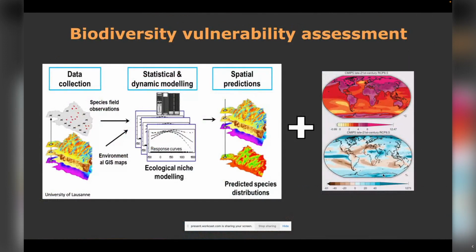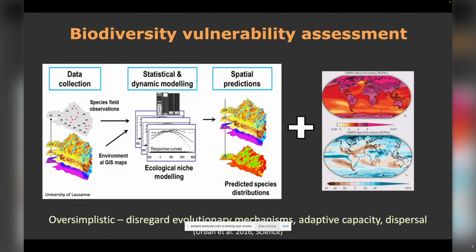So commonly, biodiversity vulnerability to climate change is assessed using correlative climate niche models, also known as species distribution models. And these models relate information of where species are currently found to climatic conditions experienced by the species. And these models can be used to project where future suitable conditions for the species will occur. Now, these models are widely used. However, they've been criticized for being oversimplistic and disregarding important mechanisms that affect species' responses to climate change, like evolutionary mechanisms, adaptive capacity, and dispersal.